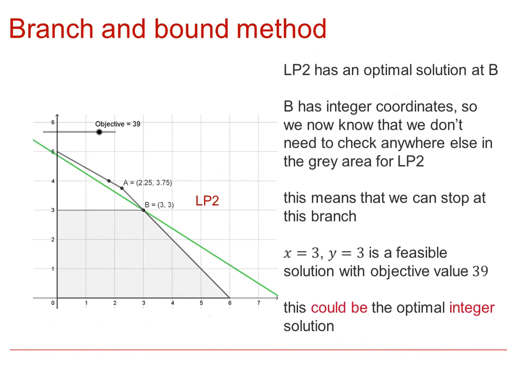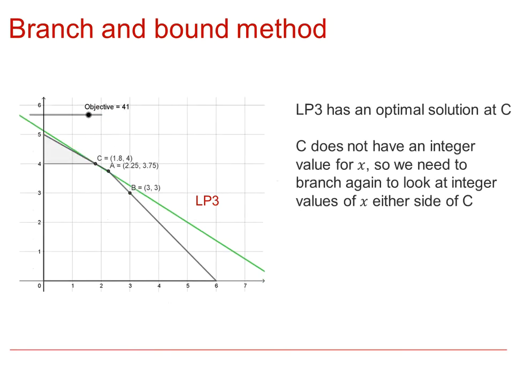We see that LP2 has an optimal solution at B and that B has integer coordinates, so we now know that we don't need to check anywhere else in the grey area for LP2. This means that we can stop at this branch and x equals 3, y equals 3 is a feasible solution with objective value of 39. This could be the optimal integer solution. But we do need to check LP3 as well.